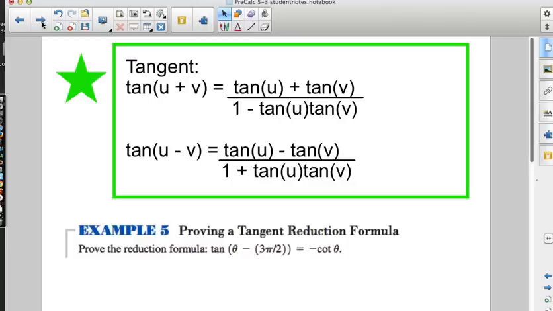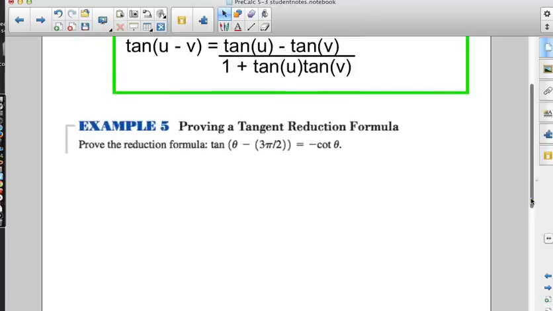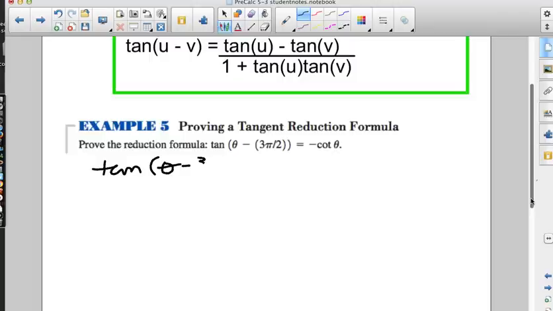You don't have to. So this says we're going to prove a tangent reduction formula again. But we want to start with our nice new formula up here. So I see that this one says tangent of theta minus 3 pi over 2, and that's this formula. So we'll have the tangent of theta minus 3 pi over 2, because first off, it always drives me nuts the way the book does fractions horizontally, so I like to see them separated. And we'll break that apart using the formula.